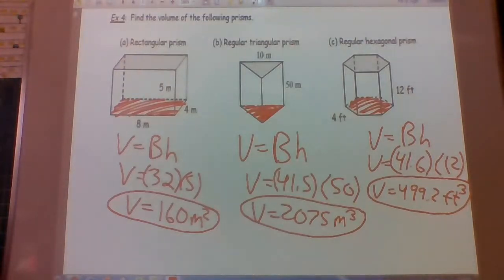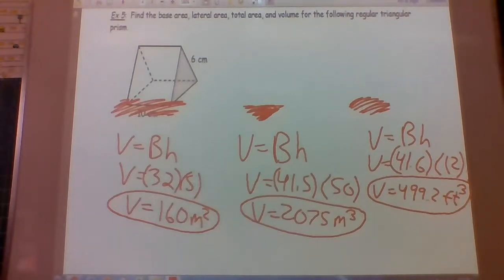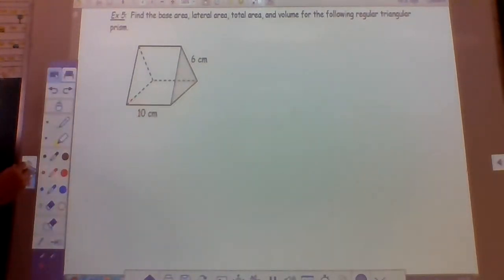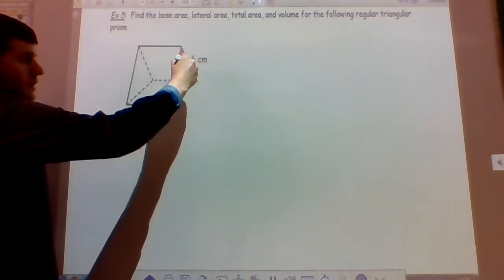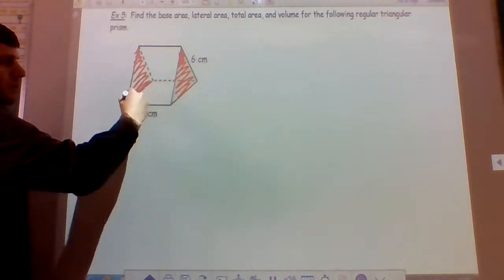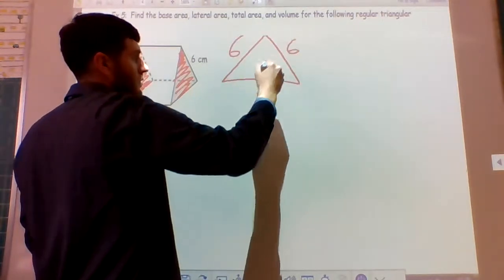There is one more example on here. And it's a triangular prism. So this is like example B. We need to find all these things. So let's start with our base. We have 2 triangles that are our bases. So we need to find the area of the triangles. They're 6 by 6 by 6.